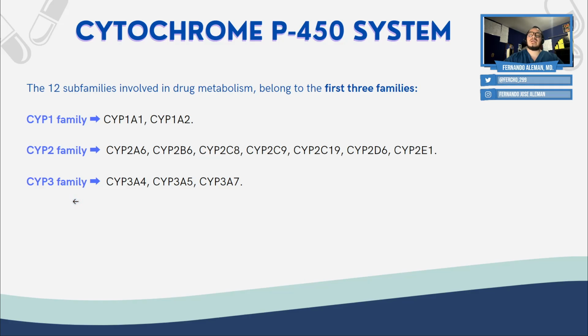And this is very high yield, and very important also, because if we know that only the first, the second, and the third family are involved in drug metabolism, whenever we see a vignette or an option in our question that involves another family that is not these three, we can pull out that answer immediately. Okay?